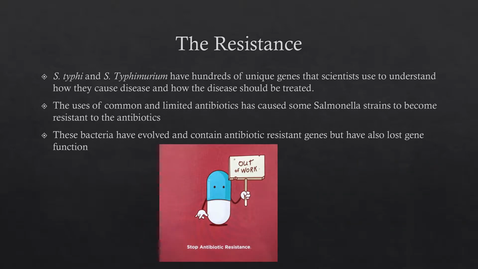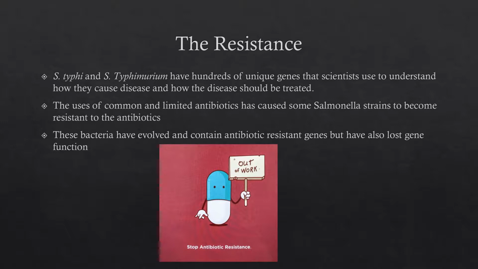Both of these bacteria present many different genes, and scientists can use DNA sequencing to understand the strains that cause a particular disease and how the disease should be treated. Using DNA sequencing lets the scientists know if the bacteria has changed and how the bacteria adapts and lives inside their host. The use of common and limited antibiotics has caused some Salmonella strains to become resistant to the antibiotics.